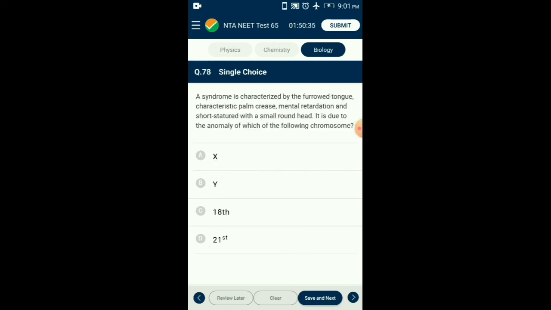Question number 78. A syndrome is characterized by a furrowed tongue, characteristic palm crease, mental retardation, and short stature with a small round head. It is due to an anomaly of which of the following chromosomes? Down syndrome is a chromosomal disorder. The cause of this genetic disorder is the presence of an additional copy of chromosome number 21, trisomy of 21. This disorder was first described by Langdon Down. So the answer is option D, 21st.